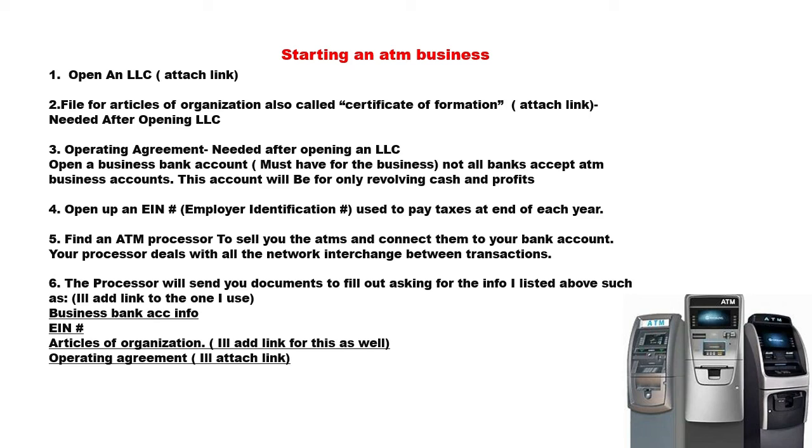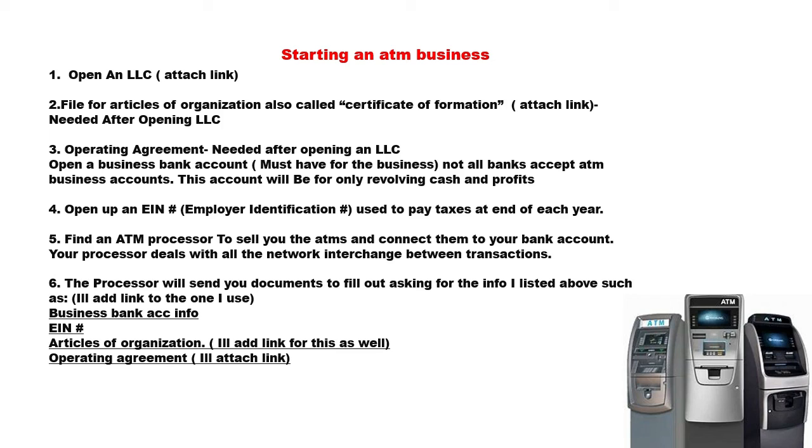One is an LLC. I'm going to explain what each of these mean on the next screen, but for now, I'm just going to explain the documents that we need. So one, we need to open up an LLC. I'm going to attach the link for that. Two, we need to file for an Articles of Organization, also called a Certificate of Formation. This is needed after opening the LLC. Number three is the operating agreement, needed after opening up your LLC as well.